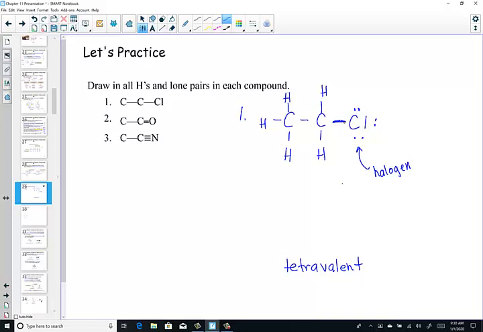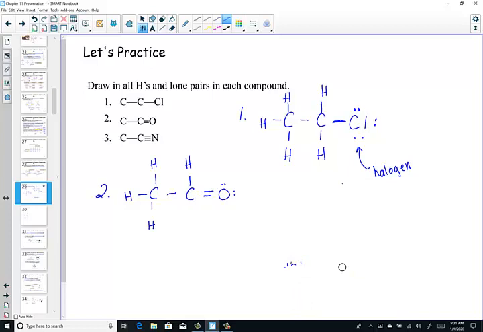Let's examine question two. The skeleton gives me a C, single bond C, to a double bond O. Each carbon requires four bonds. The first would require three H's to complete its octet. Now, examining this carbon, it already has three bonds, one, two, three. So it only requires one more hydrogen to complete its octet. And remember, oxygen can form two bonds, and it did so already with a double bond to carbon, but it also requires two sets of lone pair electrons to complete its octet. So there's our structure for the second compound.